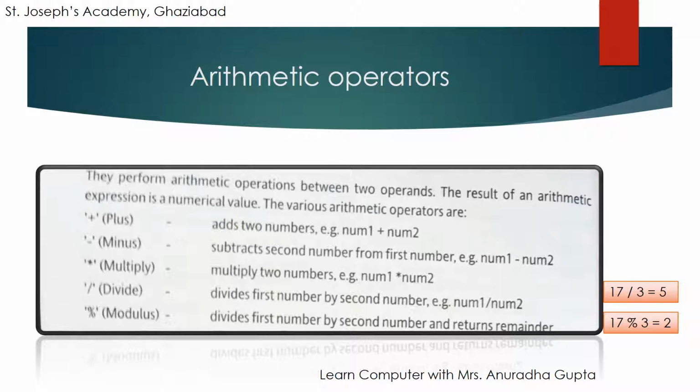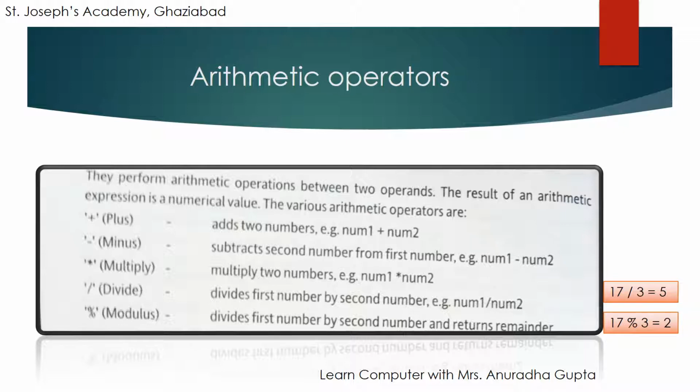The various arithmetic operators are plus, it adds two numbers; minus, it subtracts the second number from the first number; third is multiply, it multiplies two numbers, the same as you are doing in maths: plus, minus, multiply. Let's come to the fourth, divide. It divides the first number by the second number and always returns the quotient.